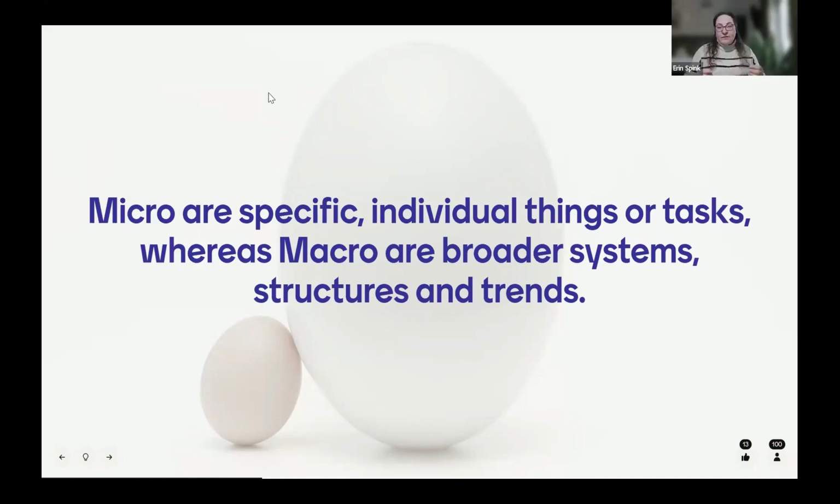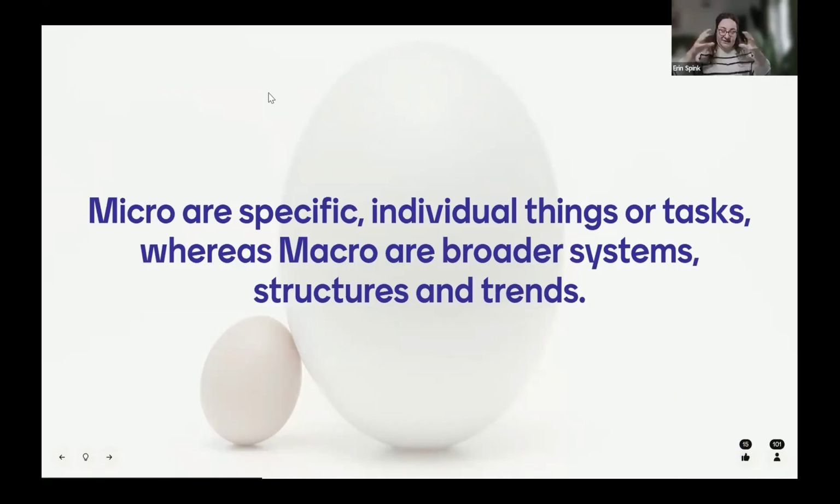So when we're talking about micro, we mean specific individual things or tasks. Whereas when we're talking about macro, what I'm referring to are those broader systems, structures, and trends. An example: if you need to recruit for a volunteer opportunity, your micro would be the specific tactics that you choose to use. Are you going to post at your local volunteer center? Are you going to send out something to a volunteer list that you have? Do you have social media channels for your organization?